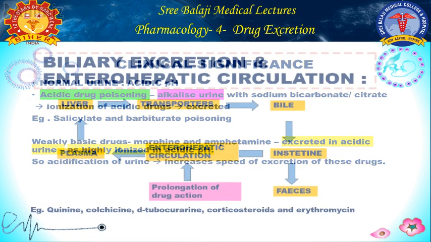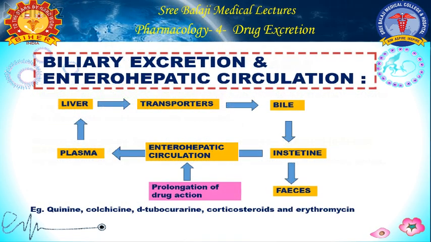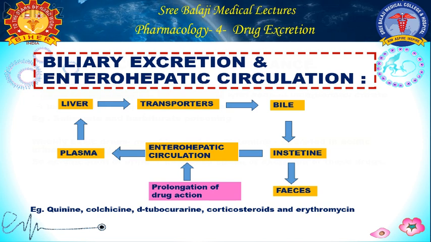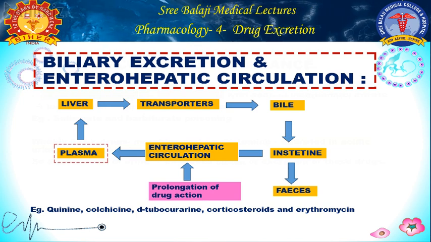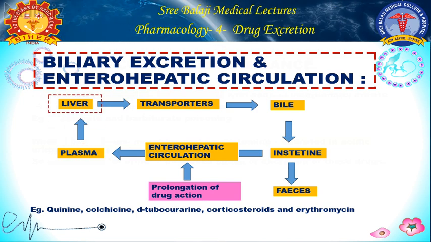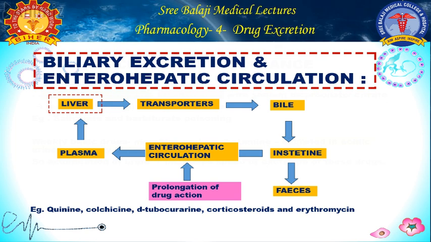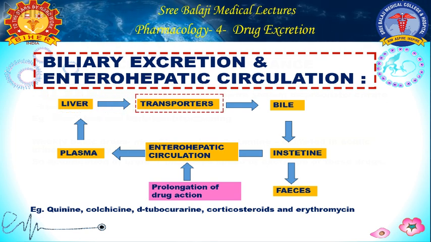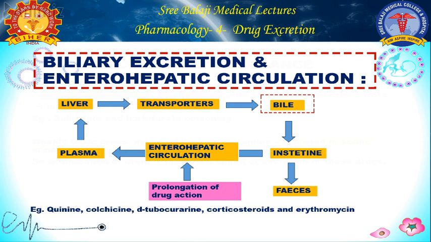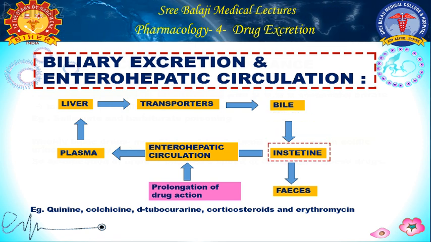So moving on to biliary excretion and enterohepatic circulation. In biliary excretion, the drugs carried in the plasma enter the liver, and from the hepatic cells there will be hepatic transporters. From there it enters the bile, and from the bile it enters the intestine.